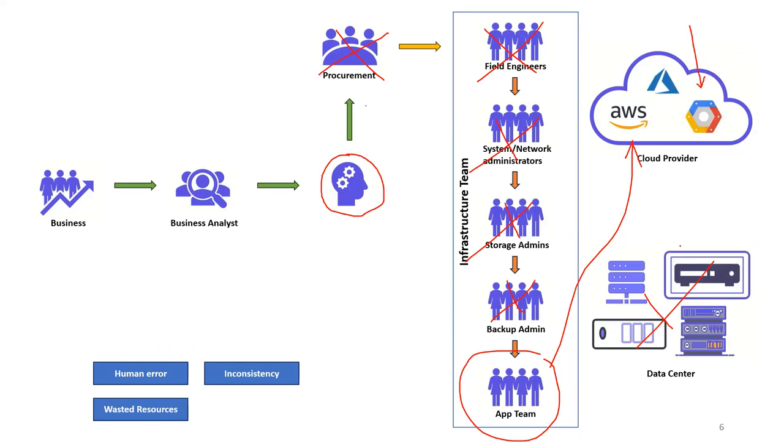Now tell me how many teams are working? Very few teams are working here. So that is the reason the human error is very less, because when many people are working, there is a chance of human error. But here the workers are less, the teams are less, so there is less human error. I mean, maybe if it is there, it will be less. The inconsistency is also less anyway.